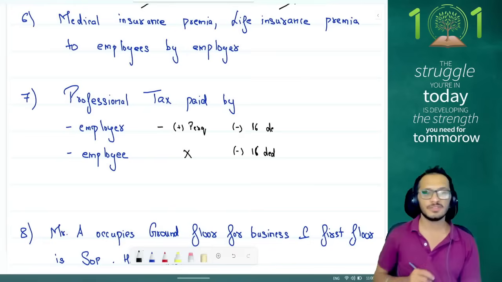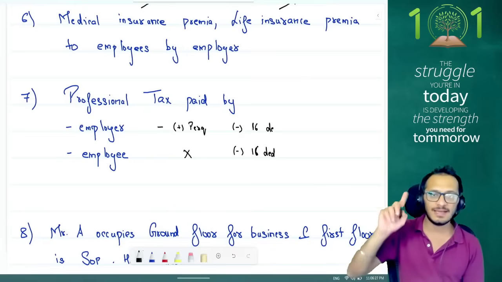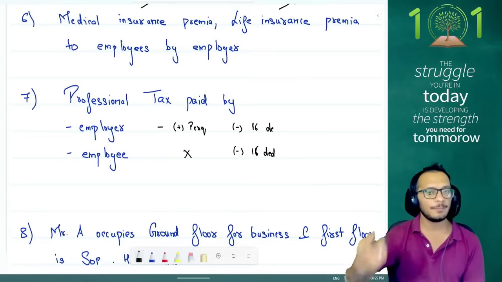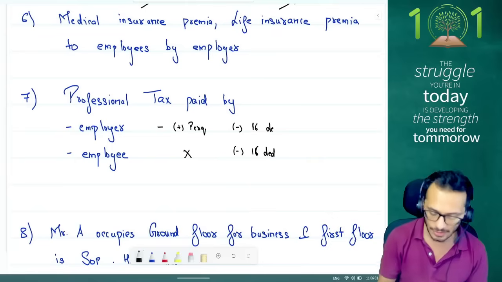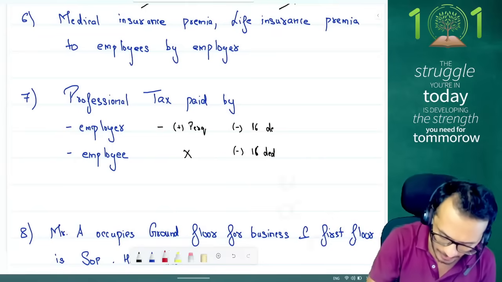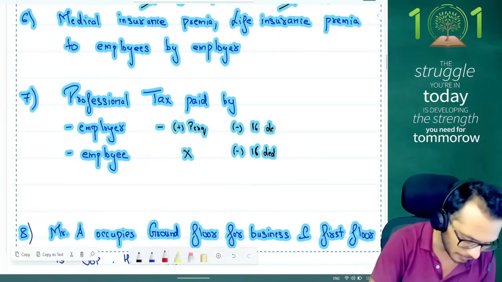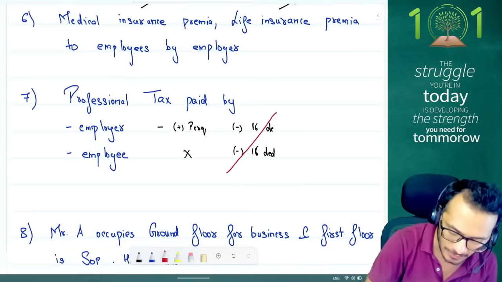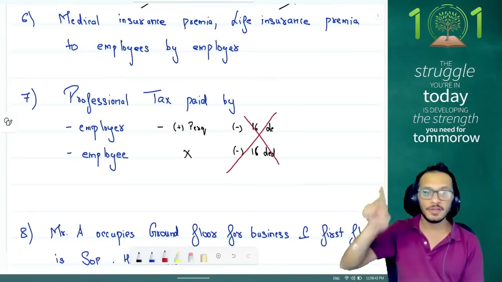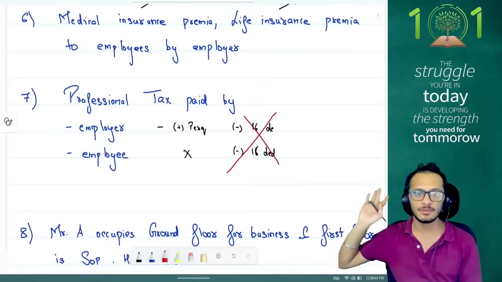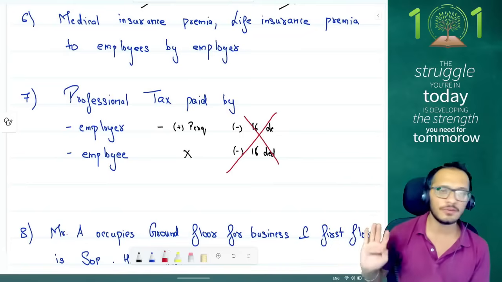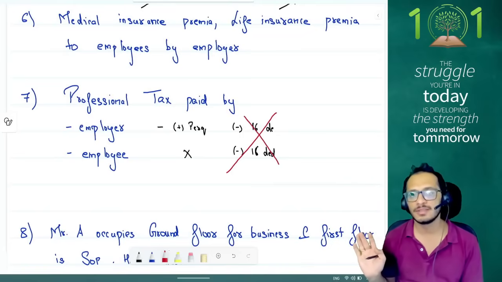Yes, so when it comes to professional tax, employer-paid professional tax is added as a perquisite and claimed as a deduction. Employee-paid professional tax is directly claimed as a deduction. But notice carefully, these items are only applicable if you are opting for the old tax regime. If you're opting for the new tax regime, you will not be eligible for the deduction, which means you only add the employer contribution to perquisite. Forget the employee's component, it has nothing to do with the provision at all.